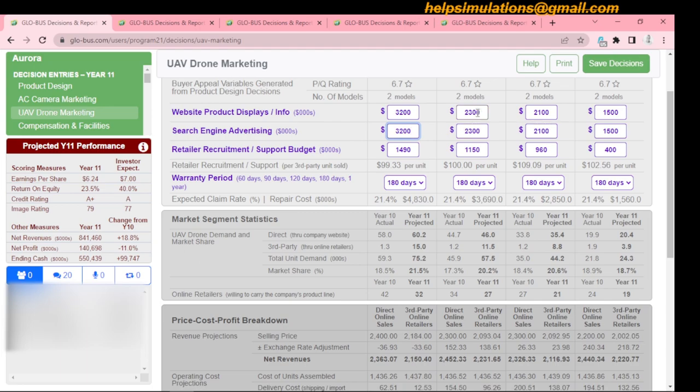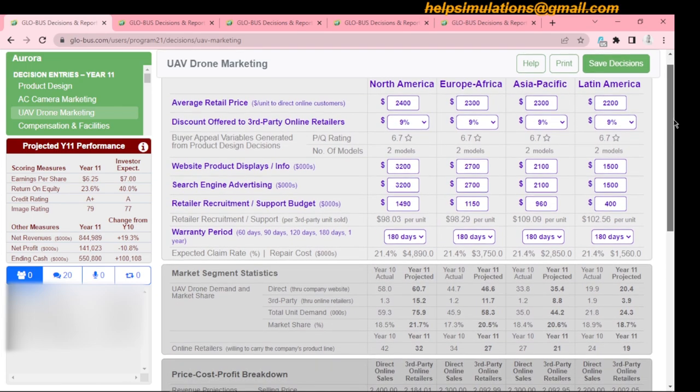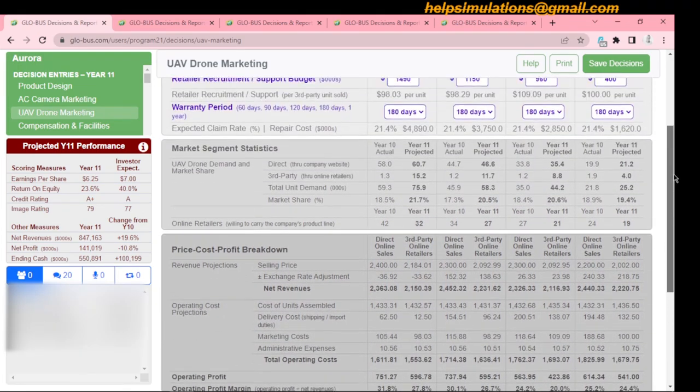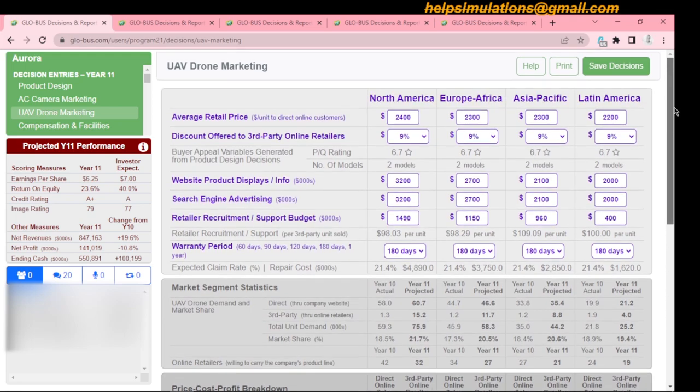So in the Europe Africa market, maybe we can increase this to 2,700. Here we can increase this to 2,100. So yeah, we'll maintain it that way. In the Latin America market, we can increase this maybe to 2,000. I think 2,000 is a great figure in this case. So 2,000, yeah.